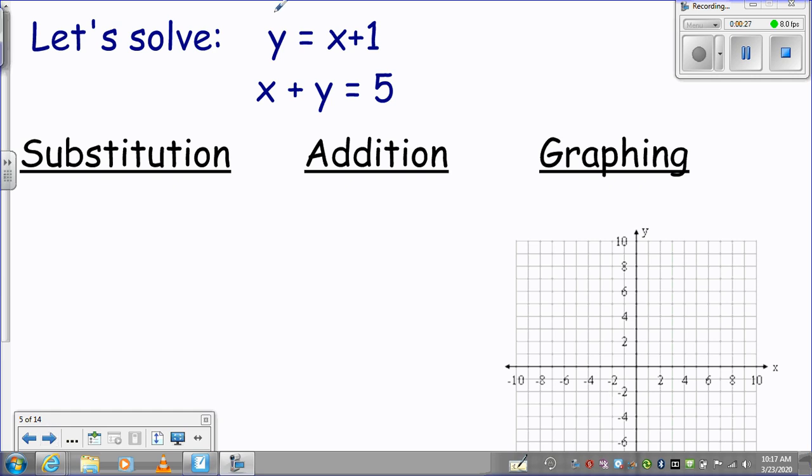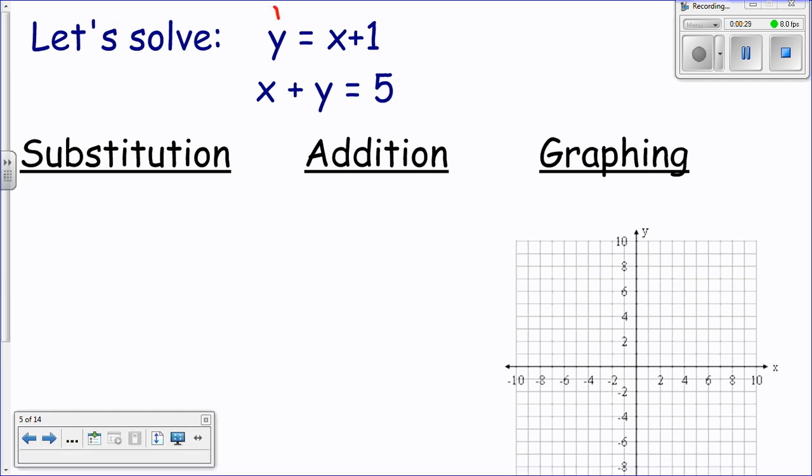Substitution is when you get one variable all by itself. You're going to take that one variable and put it into the other equation. So x plus 1 is the exact same value as y. So whatever y is, x plus 1 is the same number. For example, if y is 50, then x plus 1 is also 50. Because they have the same value, you can take the y out and replace it with x plus 1.